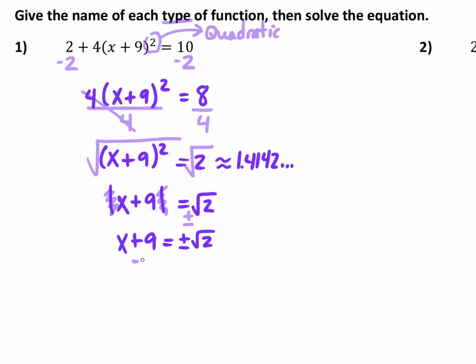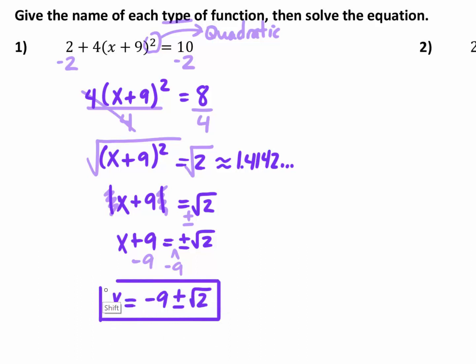Now getting rid of that 9 is as simple as subtracting again. Just remember, when we subtract and we have a plus-minus version, those two different possibilities, the negative 9 or whatever the constant is that we're moving over has to go in front of your adding and subtracting sign. So here we are at the end. X is equal to negative 9 plus root 2, and then negative 9 minus root 2. If I were to ask you how many answers that is, that would be 2 answers, which all quadratics have.